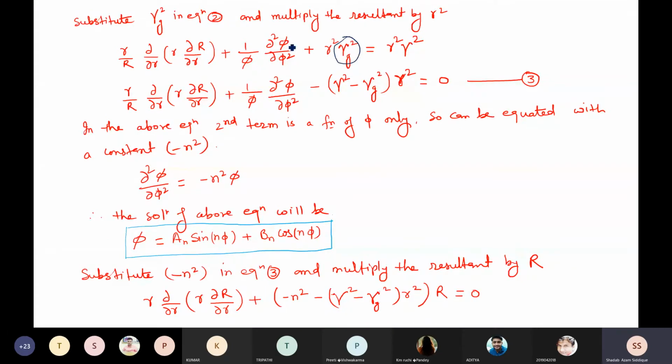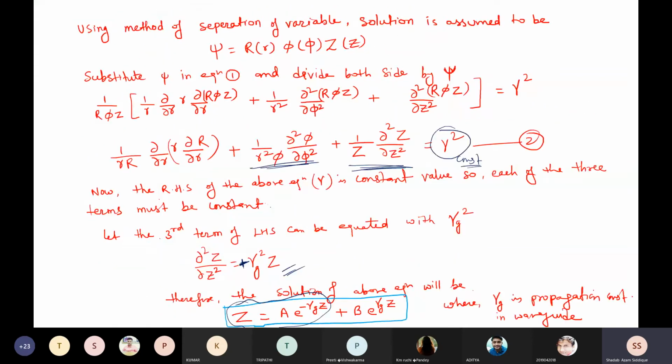Now this whole equation is multiplied with r square. Okay, so substitute gamma g square in equation number 2 and multiply the resultant by r square. Why have you multiplied by r square? Let me tell you. See, in this equation, this was exclusively in terms of z. So we can take this term as a constant value and equate it with the terms in z, and we can find the solution easily.